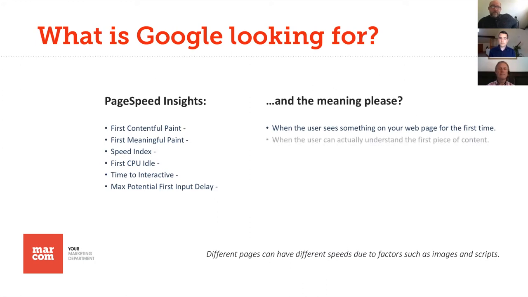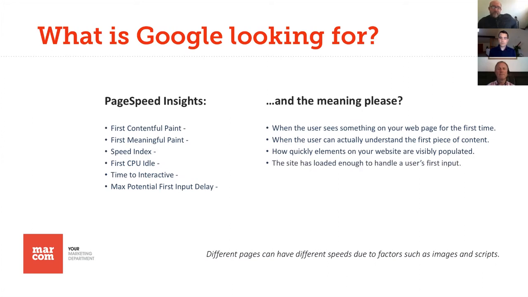This is all in chronological order. The next thing is first meaningful paint, when the user can actually understand the first piece of content. So the first word or whatever is legible in Google's eyes as far as a human user. So we're talking about milliseconds, but this is really the detail that Google needs to drill down into in order to assess the average capability of the page loading time. The speed index is how quickly are complete elements visibly populated.